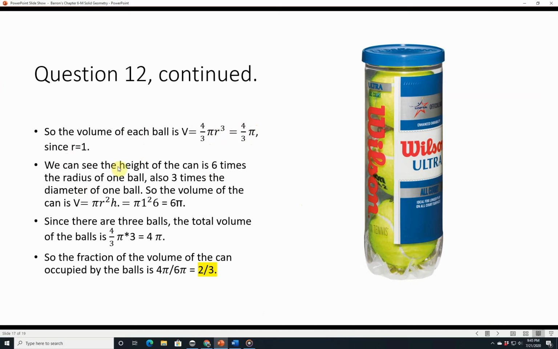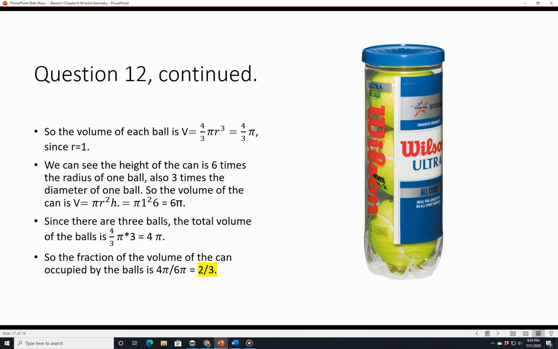So, we can see the height of the can is 6 times the radius of one ball because you can go radius, 1, 2, 3, 4, 5, 6. Just divide 3 by 1/2. You divide it into little half diameters. So the height of the can is 6 times the radius of one ball, or it's 3 times the diameter of one ball. So the volume of the can is V equals pi r squared h.